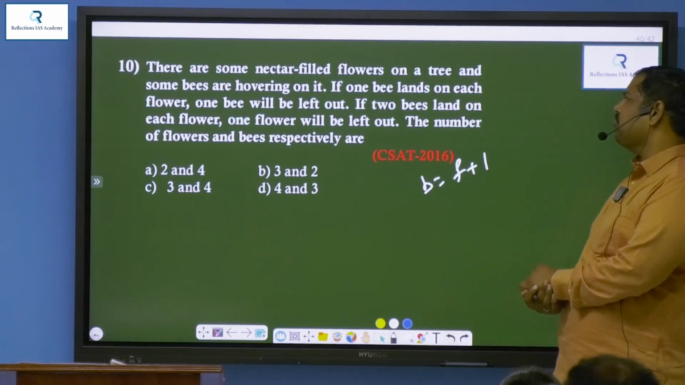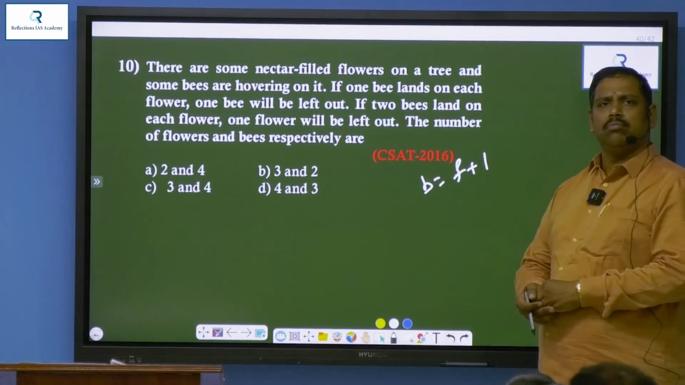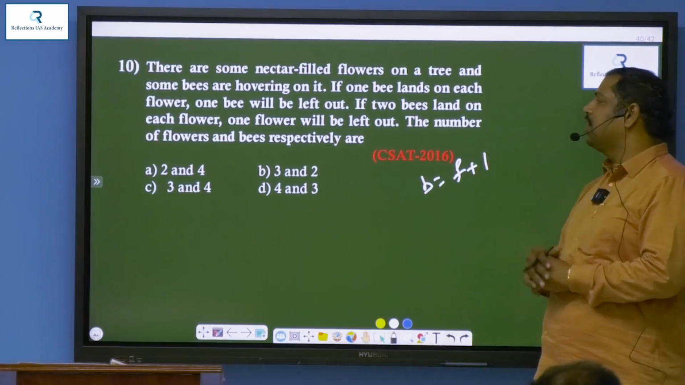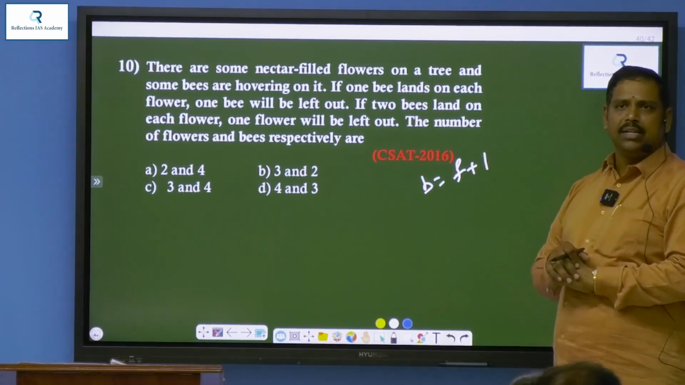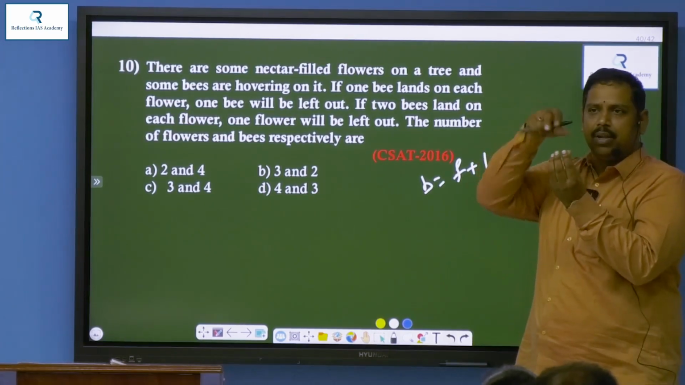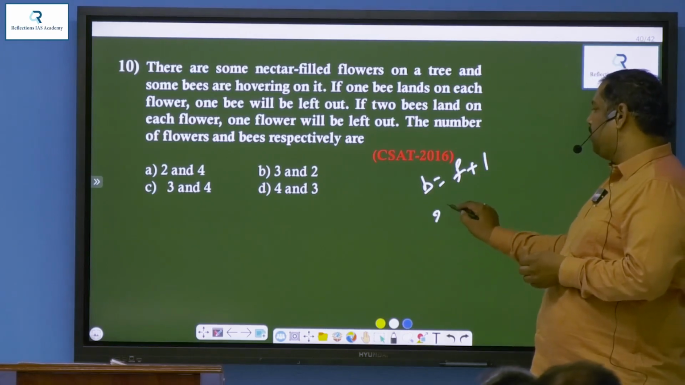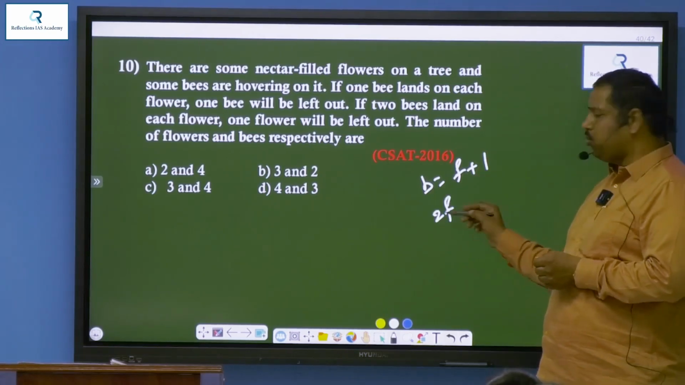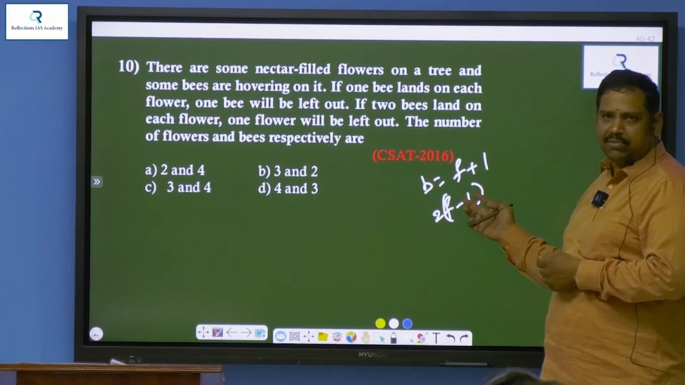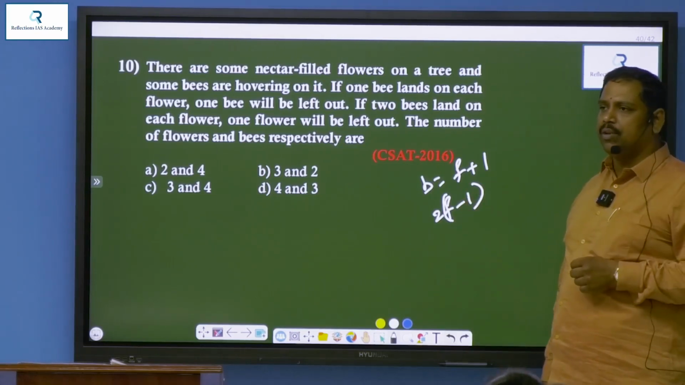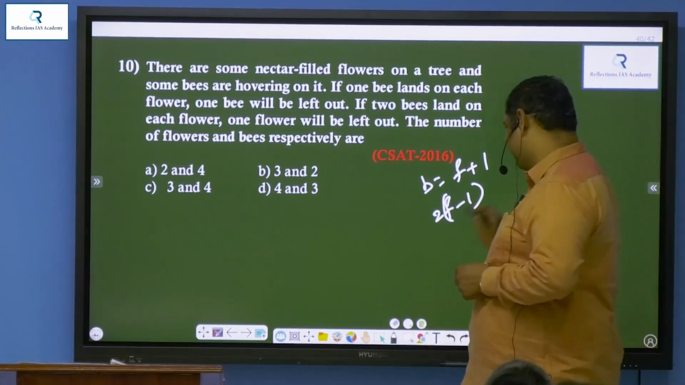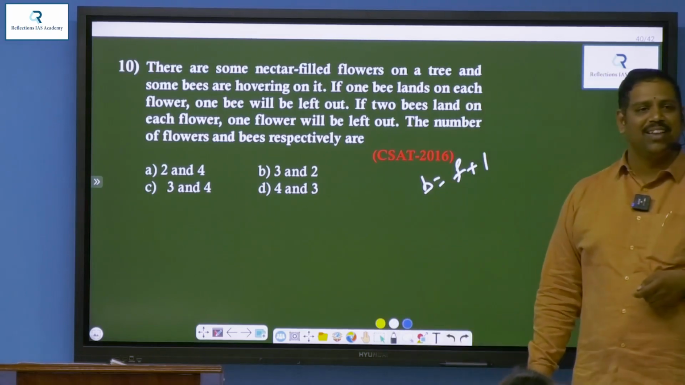Next one. If 2 bees land on each flower, then what happens here? 1 flower is left out. So what's the meaning of that? Each flower has 2 times the bees, so 2F, or 2 into F minus 1. 1 flower is left, so F minus 1 flowers, each one has 2 bees. So these are the number of bees, yes or no? Is it okay?